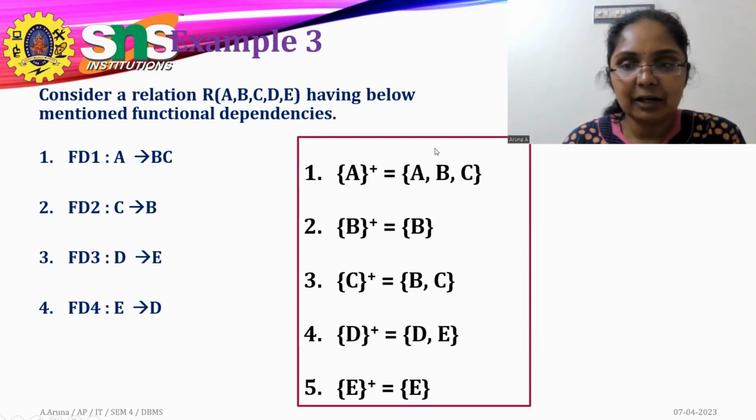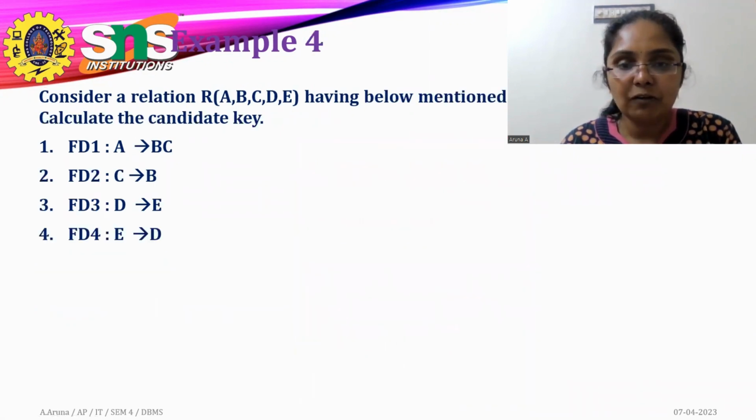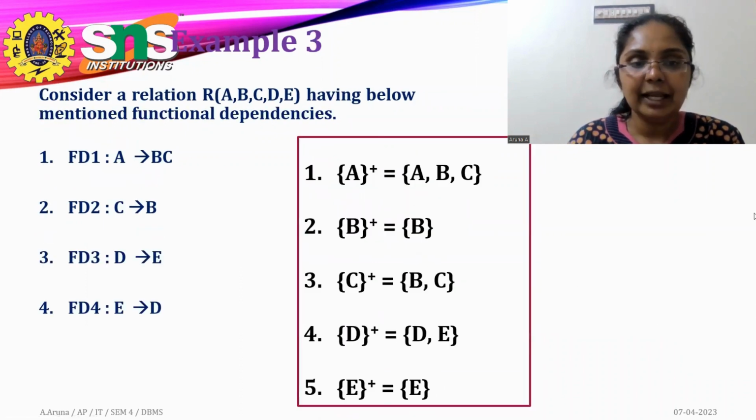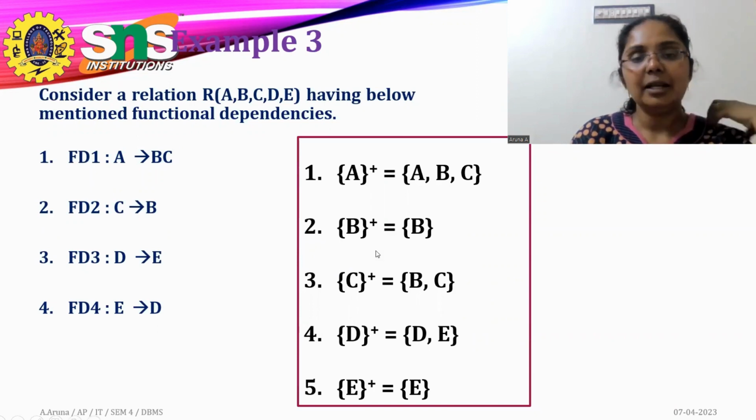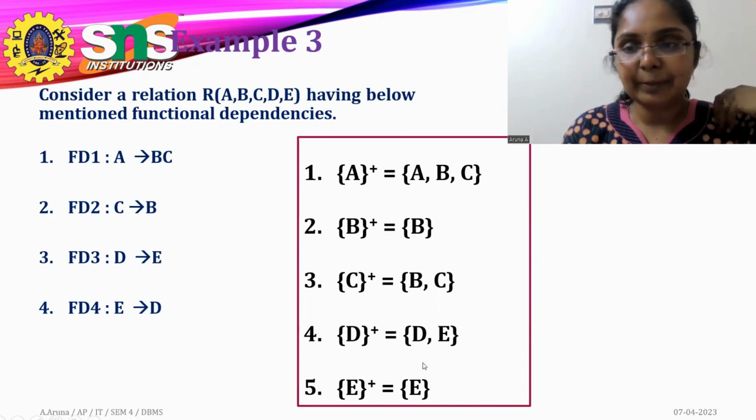Similarly, here we are calculating the A closure, B closure, C closure, D closure, and E closure. In this case, no single attribute contains all the attributes present in the given relation. So among the singletons, you don't have any super key or candidate key. Now we can go for the double attributes, and after that we can calculate. If nothing is found there either, then definitely no attribute can be a super key or candidate key in this particular relation.